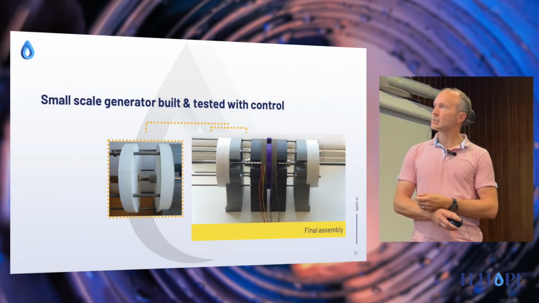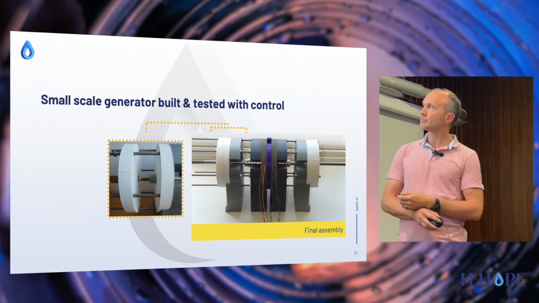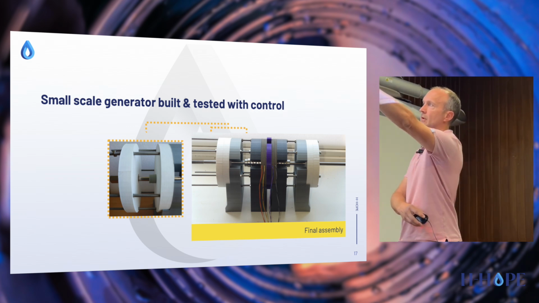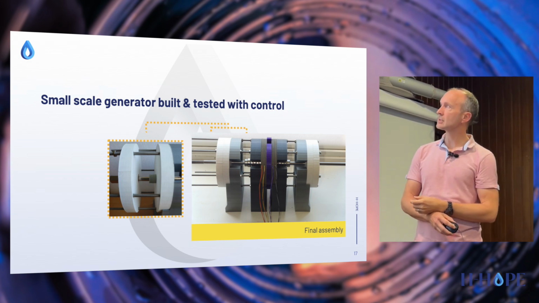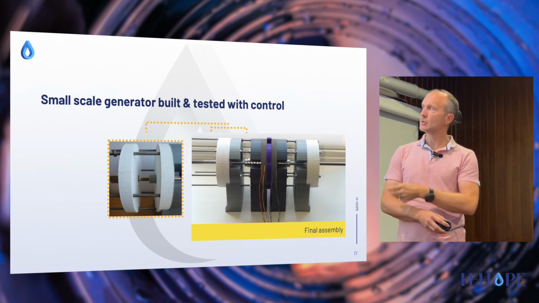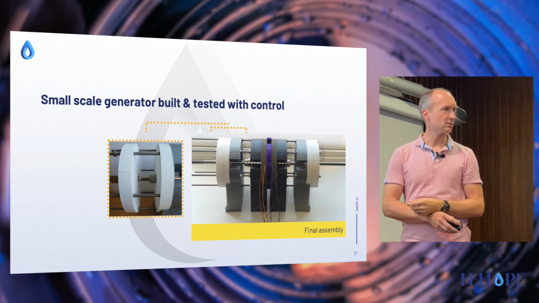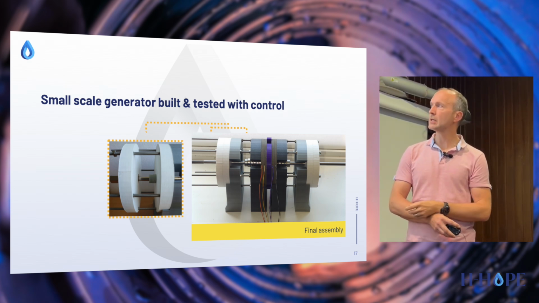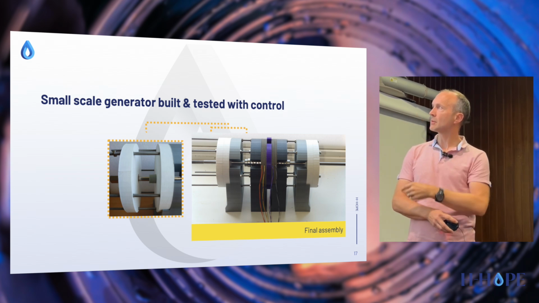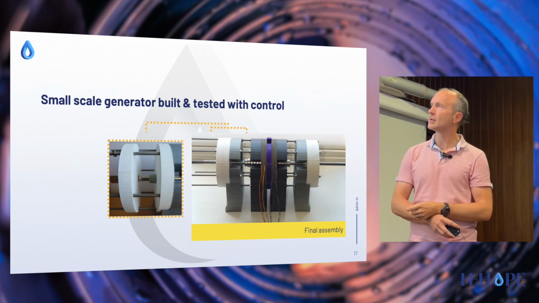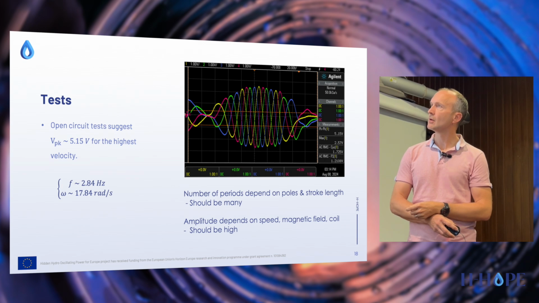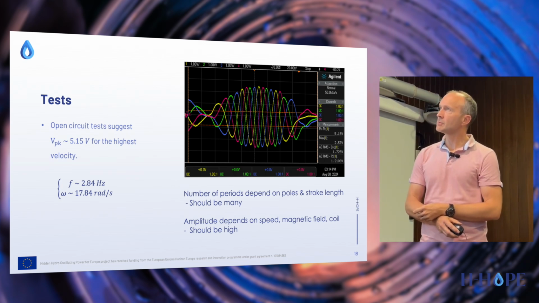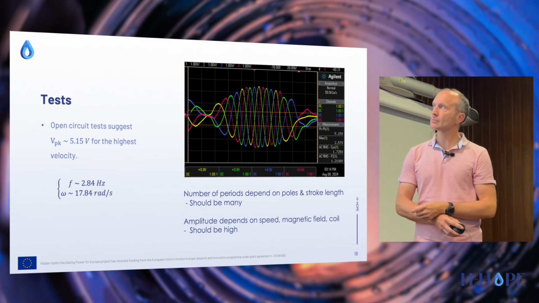This is a linear generator that was built. You can see the stroke length here is about 5 centimeters. In the center you can see the magnets. You see some cables coming out from this; these are the cables from the coil that we can connect in different ways. And then we have some type of bearings alongside the generator here.